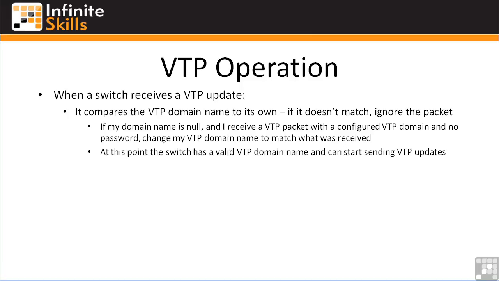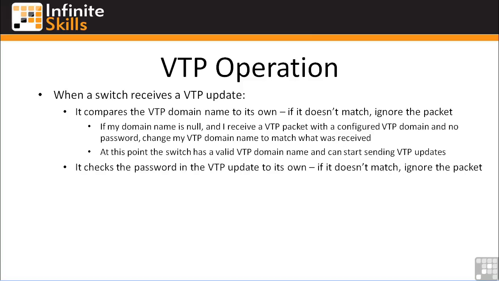So once it's looked at the VTP domain name, okay, the VTP domain name matches what I have configured. It checks the password in the VTP update, compares it to what's locally configured. If it doesn't match, ignore the packet. So at this point, we have a good VTP domain name and the password matches. So, okay, I can look further down in this packet now.